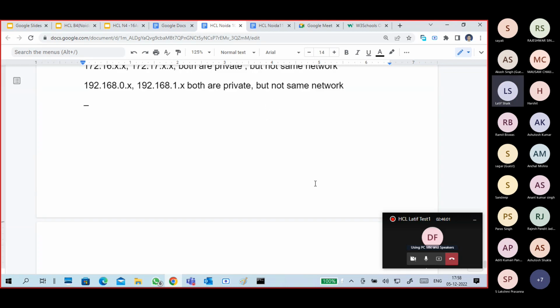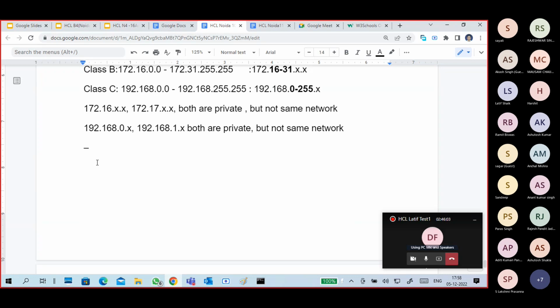Private and public. To communicate in private, we use private IP. Private means local LAN communication.